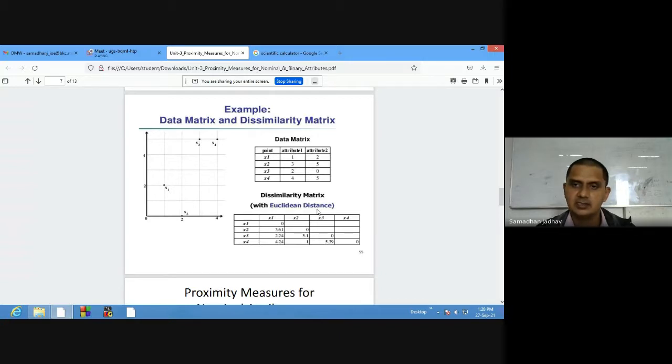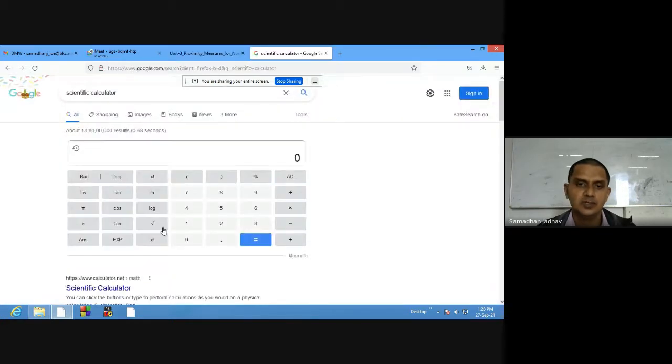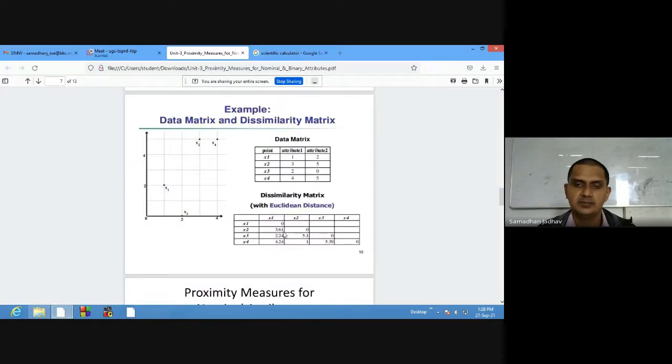So Euclidean distance of x2 with x1. What are the values for x2? 3 and 5. For x1, 1 and 2. So 3 minus 1 is 2, and 2 squared is 4. 5 minus 2 is 3, and 3 squared is 9. So 4 plus 9, it is 13, right? So what is the square root of 13? It's 3.605, so it is 3.61. So see, that is given here, 3.61.